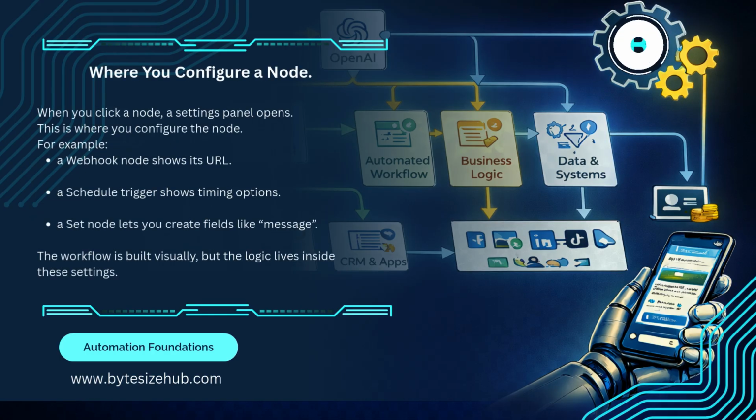Where you configure a node. When you click a node, a settings panel opens. This is where you configure the node. For example, a webhook node shows its URL. A schedule trigger shows timing options. A set node lets you create fields like message. The workflow is built visually, but the logic lives inside these settings.